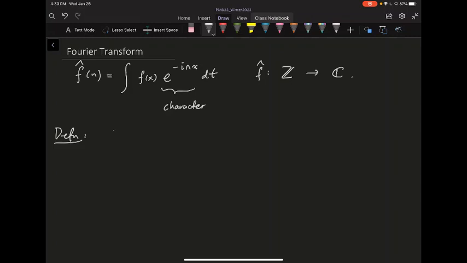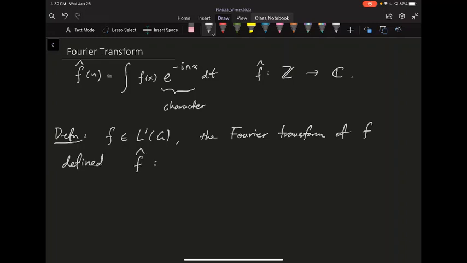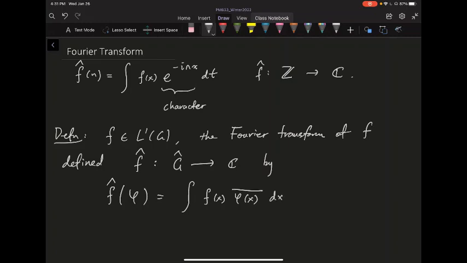Suppose I have a function f inside L1 of G. Then I define the Fourier transform of this function f, denoted by f hat. This is a function from the dual group to the complex numbers, defined by the formula: if I give you some character phi, then f hat of phi is obtained by integrating the function value against the conjugate of the character, dx.